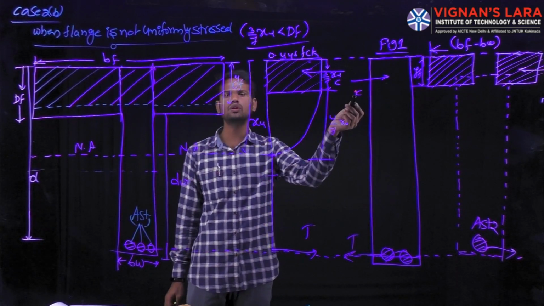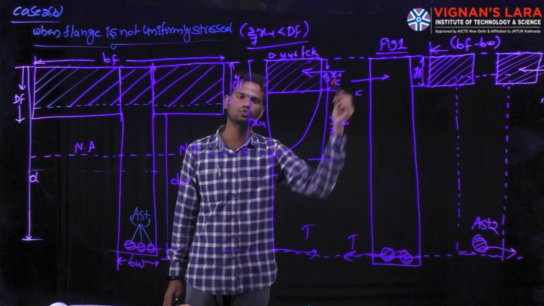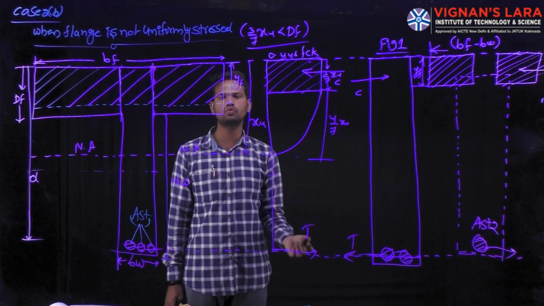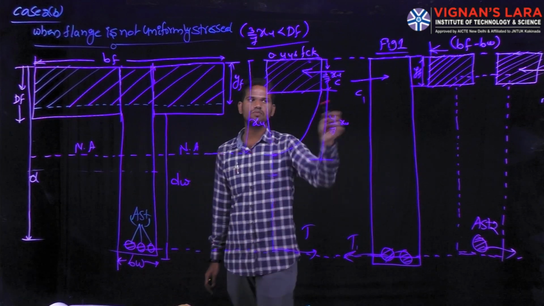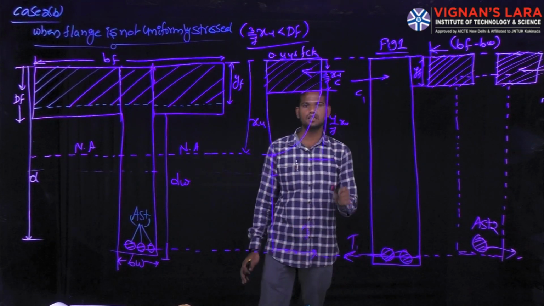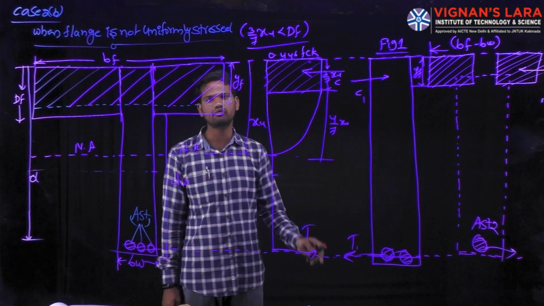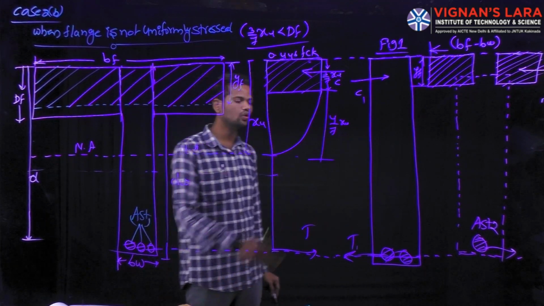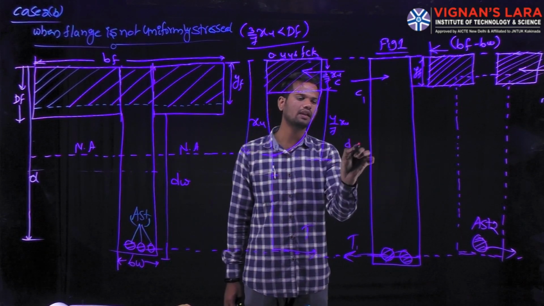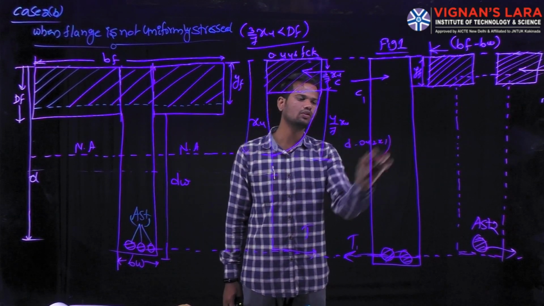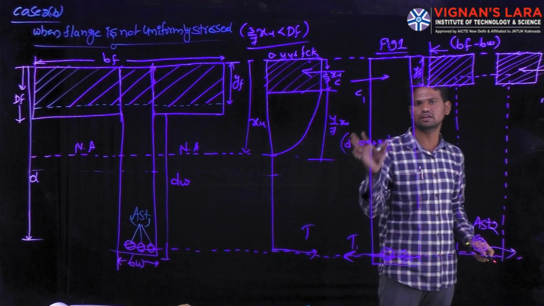Again, we know that the total compressive force equals 0.36 into fck into bw into xu. The total tensile force we also know, where here C1 and this is T1. C1 equals 0.36 into fck into bw into xu. T1 equals 0.87 into fy into Ast2. The lever arm distance we have is d minus 0.42 into xu. This is all the thing you have written in our case number 2A.